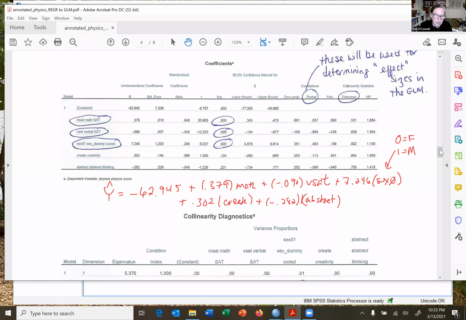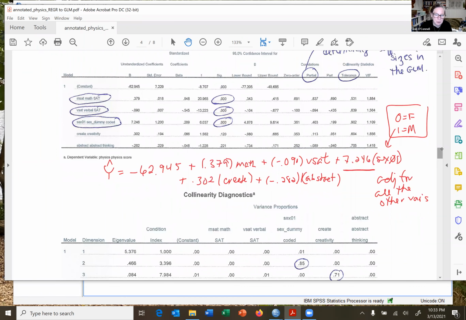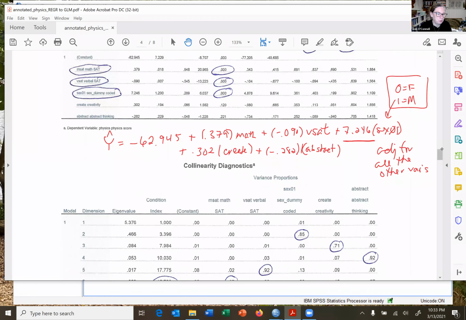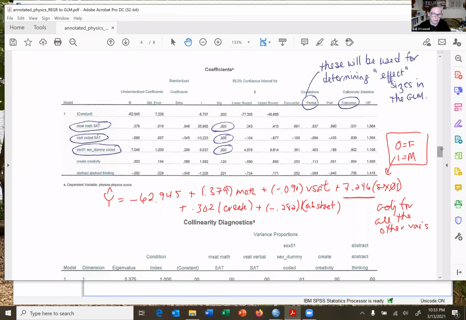For the sex variable, recall that it's dummy coded. So the difference between males and females is 7.246. This is adjusted for all the other covariates in the model, so it's like the adjusted difference between males and females. And it is statistically significant. So that difference, 7.246, is really telling us about the difference between males and females in terms of the physics outcome.